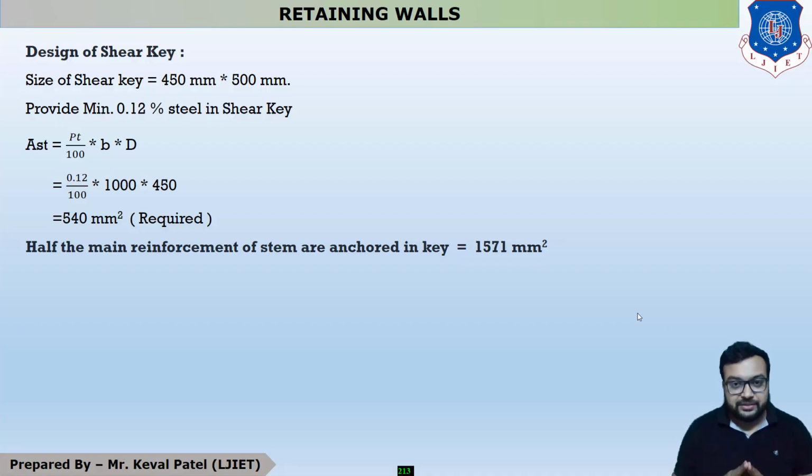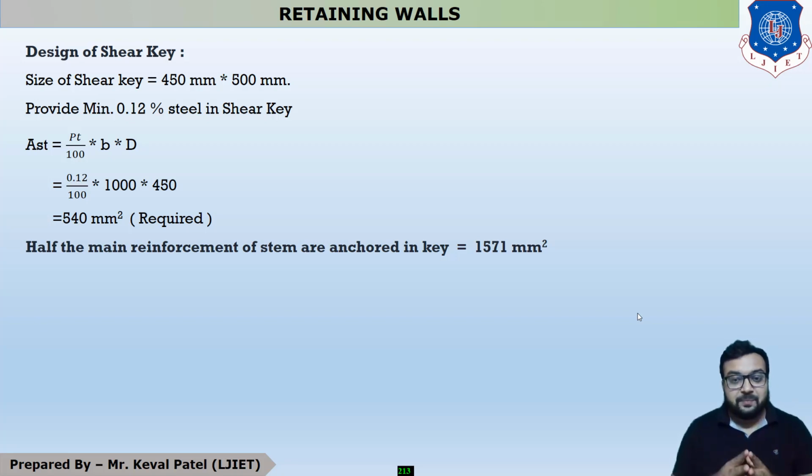This is the last lecture of our chapter, retaining wall. Students, in this chapter there are two types of retaining wall. The first one is cantilever retaining wall and the second one is counterfort retaining wall. In the last 7 lectures we were discussing the cantilever retaining wall.